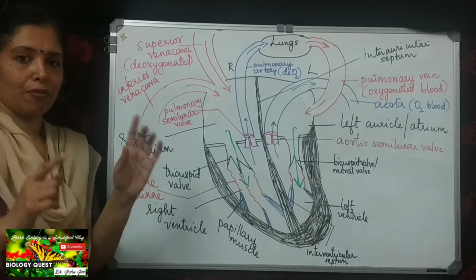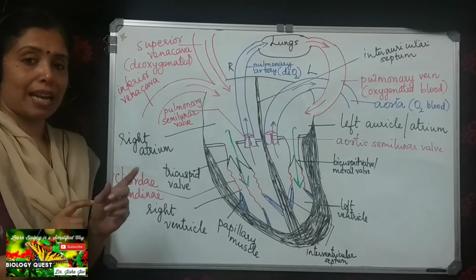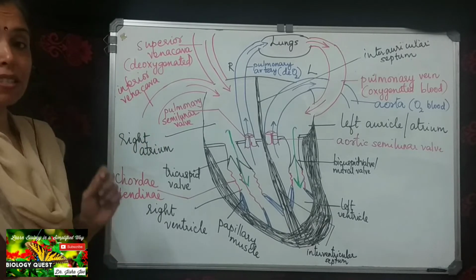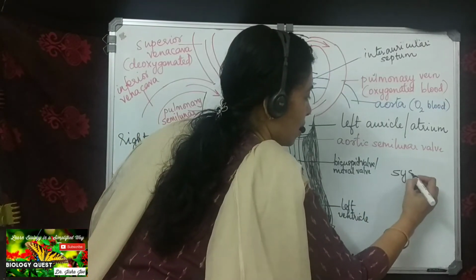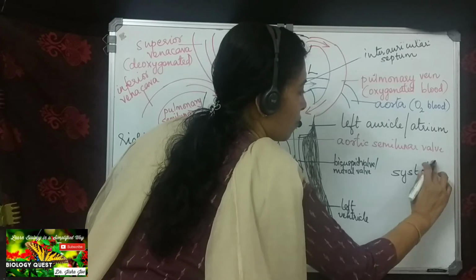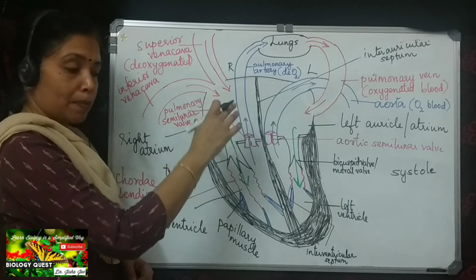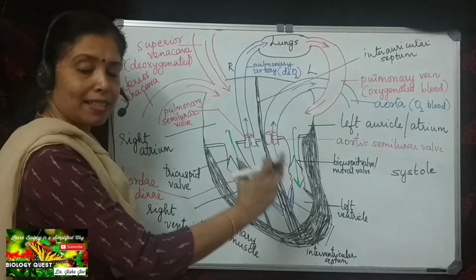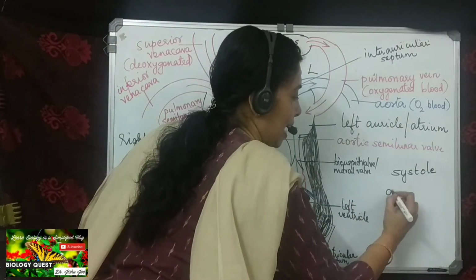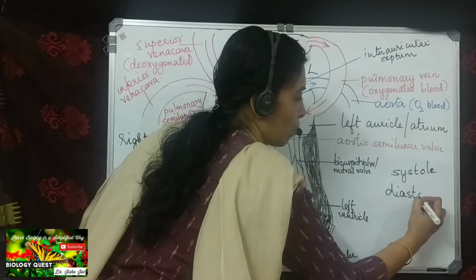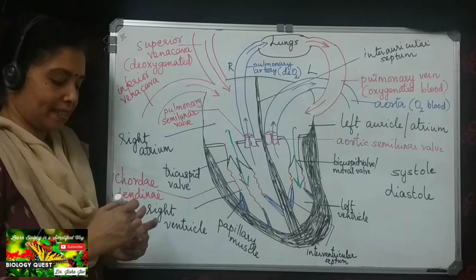So we have seen a phase where the auricles contract, and this contraction phase is called the systolic phase or the systole. The contraction phase is the systole. When auricular systole takes place, there is a dilation or relaxation of the ventricle, and this relaxation phase is called the diastole. So systole is the contraction phase and diastole is the relaxation phase.